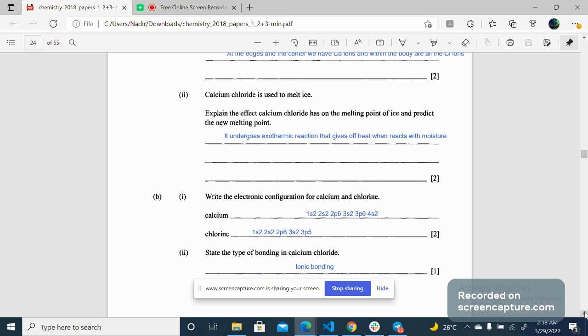Those 20 electrons are distributed in some orbits or shells. How are they distributed? We can see this is 1s2, meaning that the first shell has two electrons, and it can have only two electrons at most. So this is what it is.